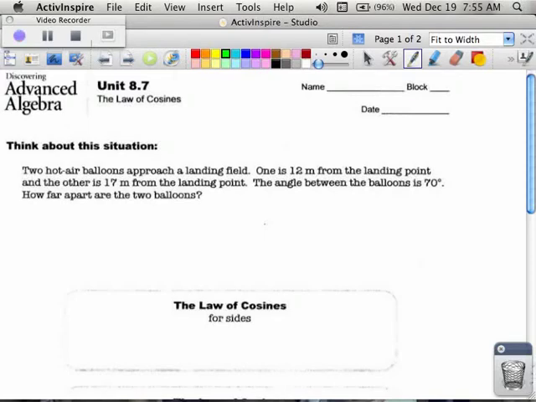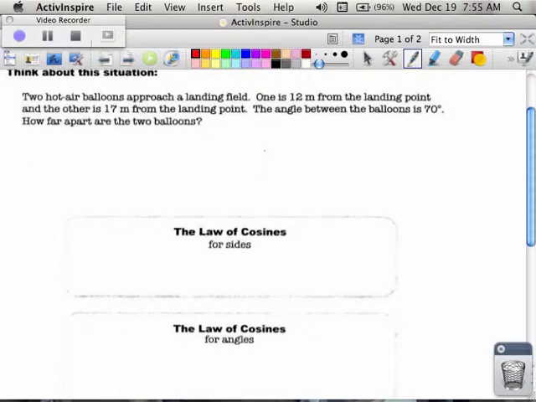So today in 8.7, the law of cosines is what we're talking about. In the law of cosines, we're going to think about something first, and then we're going to talk about what the actual formula is, and then we're just going to do a bunch of examples.